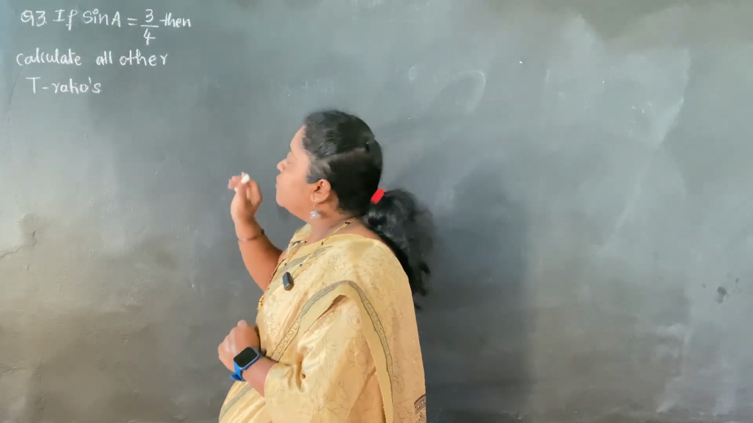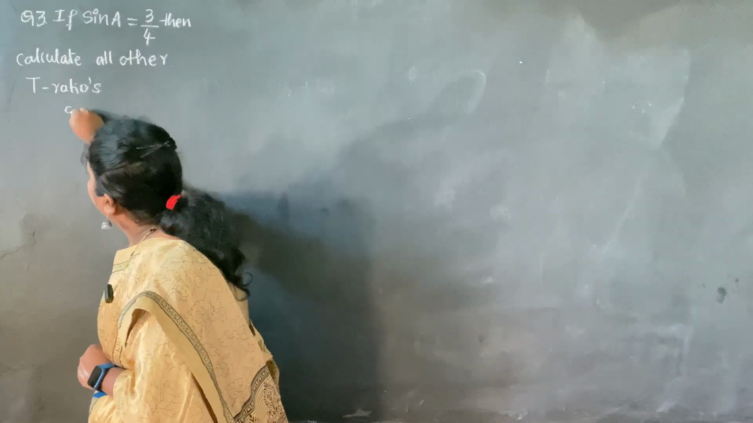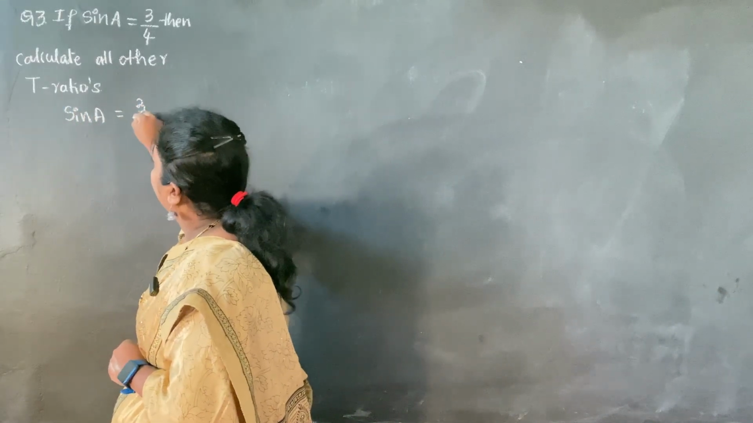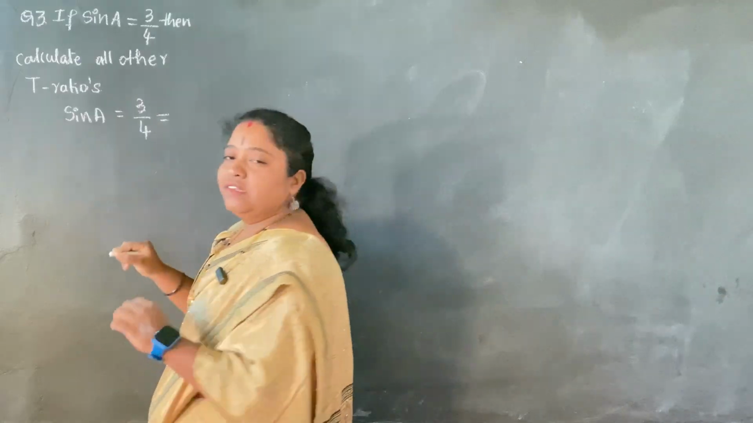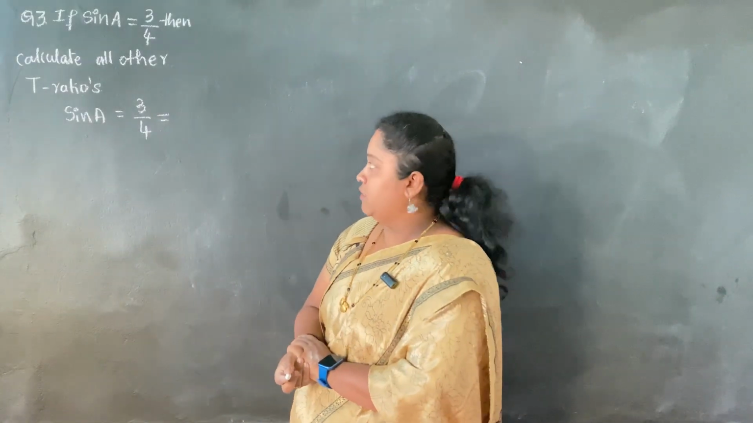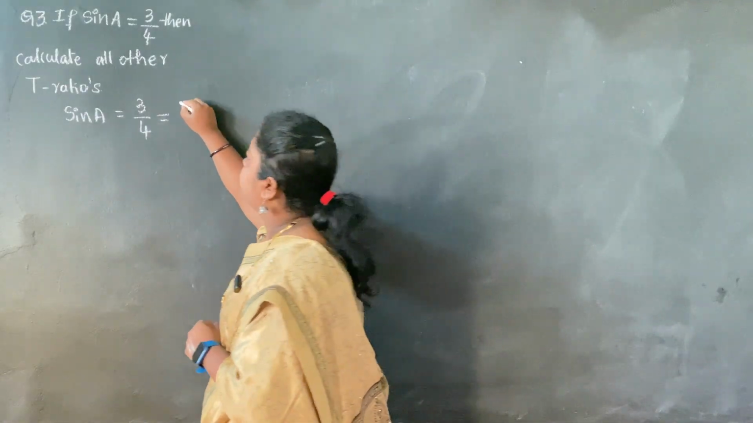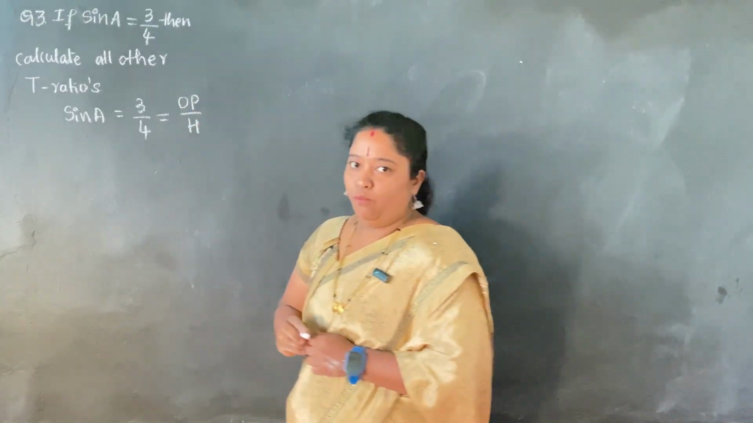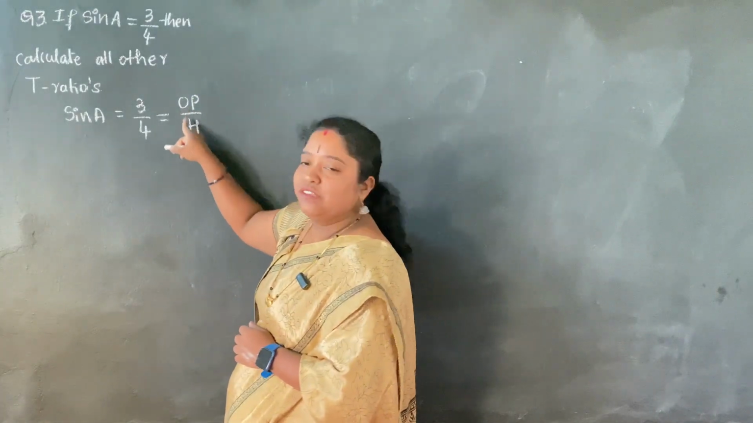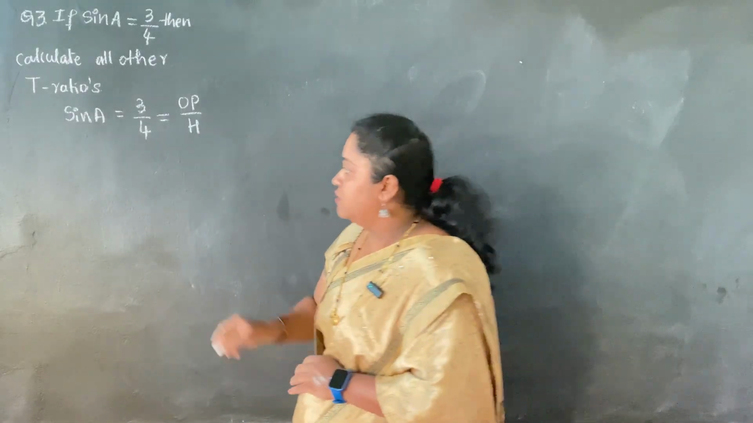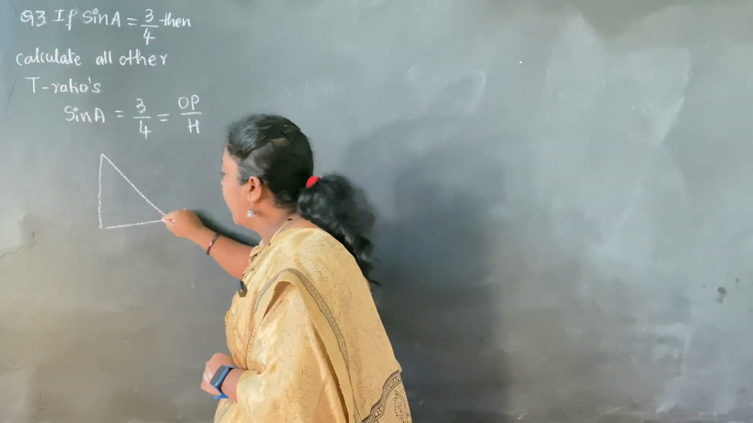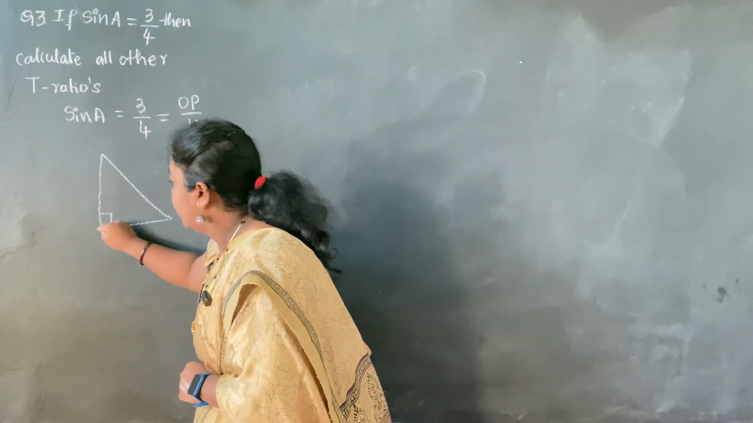Very simple. When I talk about the provided information, that is sin A is equal to 3 by 4. And what is the formula associated with sin A, dears? Sin A is nothing but opposite side divided by hypotenuse, that we know. Now we'll draw the diagram. We'll draw the right angled triangle. So this is 90 degrees.